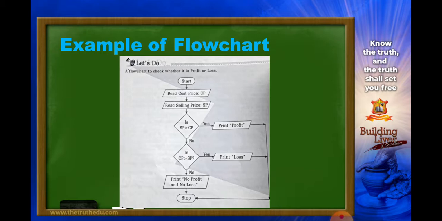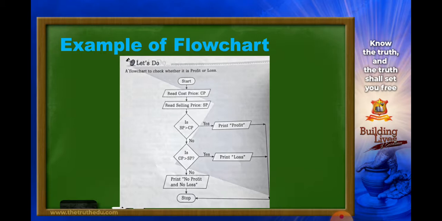Both of them are in the parallelogram, and parallelogram is the input output box. Then there comes the decision box, in which we are running a program to understand: is selling price greater than cost price? Just in case, if it is yes, print profit and stop. And just in case if selling price is less than cost price, and the answer is no, then the second question comes: is the cost price higher than selling price? So we are trying to ascertain profit or loss.